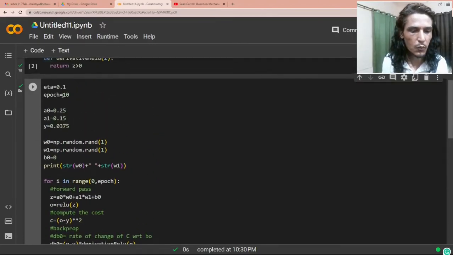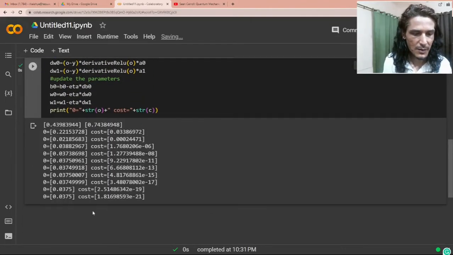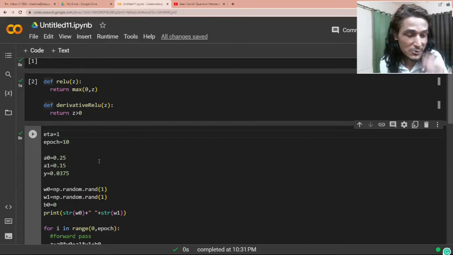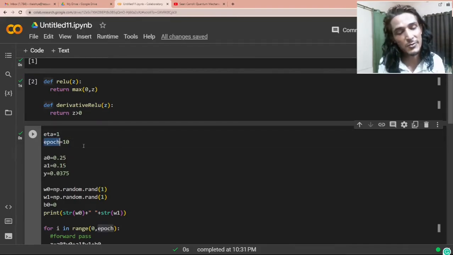Let's make it say 1, and have some fun and see where it goes. Is it now 0.0375, cost is 1.8 10 to the power minus 21, very small. The value you see is exactly this 0.0375 with this eta. We didn't even have to change this epoch. In 10 iterations itself was enough.